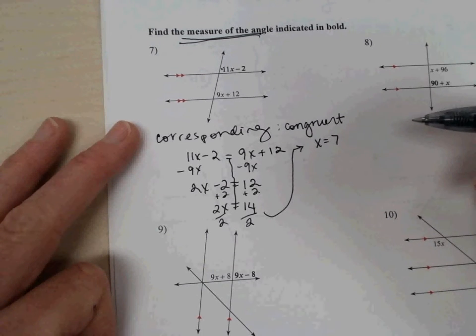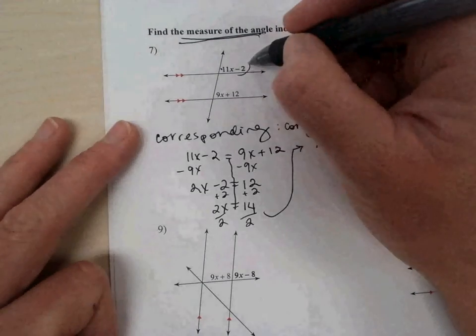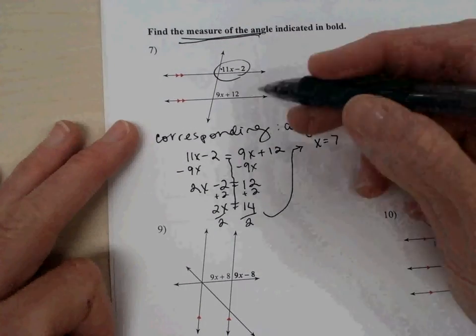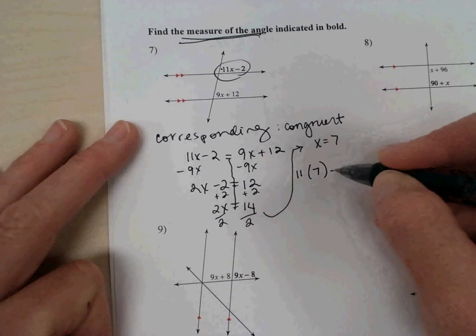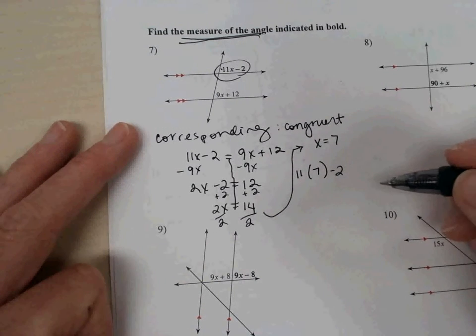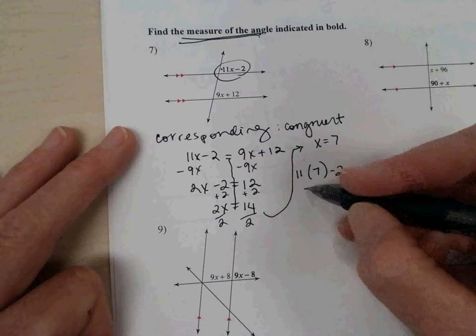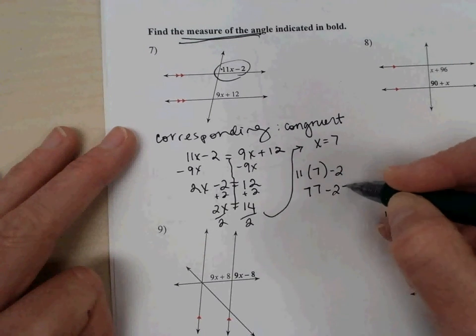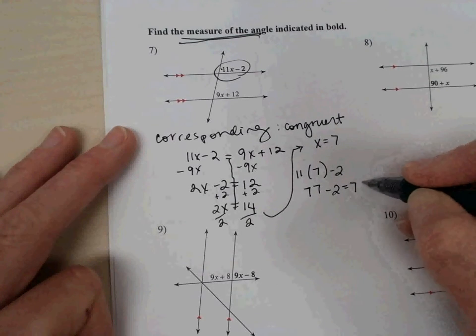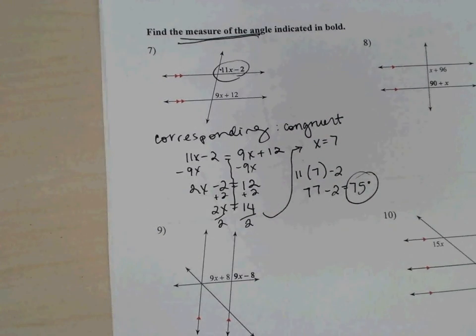And it says I need to find the measure of the angle that is in bold. It's a little hard to tell, but it's this angle at the top that's a little more bold than the one below it. So we'll plug in the 7. Now, of course, if they're congruent, it doesn't really matter. But it's when they're supplementary that it matters more. So then the measure of the angle would be 77 minus 2, or 75 degrees. So our final answer here is 75 degrees.